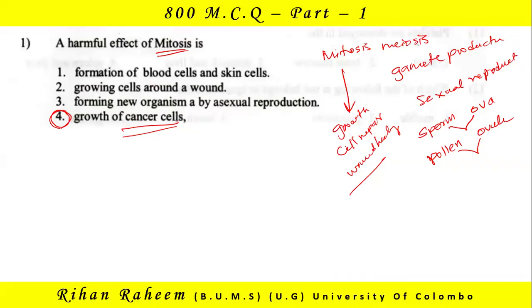You might say, sir, these are not directly mentioned in the syllabus. These are common things, no? You all know the good things about mitosis. It's helping in growth, so thereby it can even help in the growth of unwanted cells like cancer cells. So the fourth one is the answer.